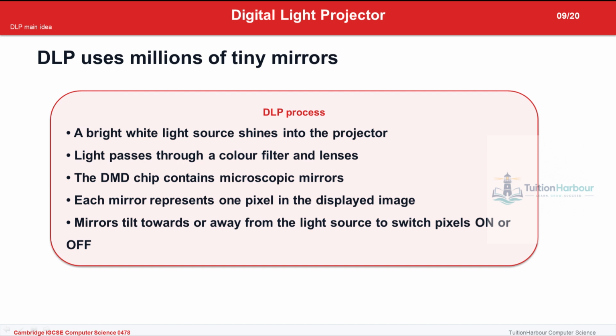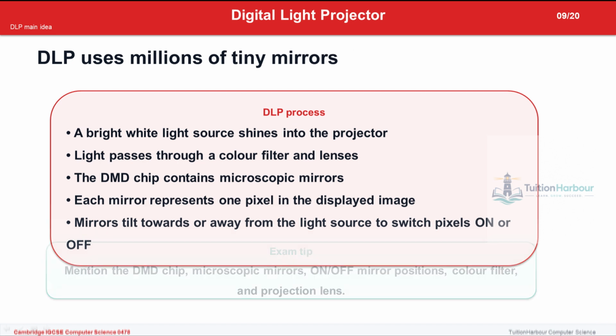How a DLP projector works. A bright white light shines into the projector. The light passes through a color filter and lenses. It then reaches a DMD chip containing millions of microscopic mirrors. Each mirror represents one pixel in the projected image.